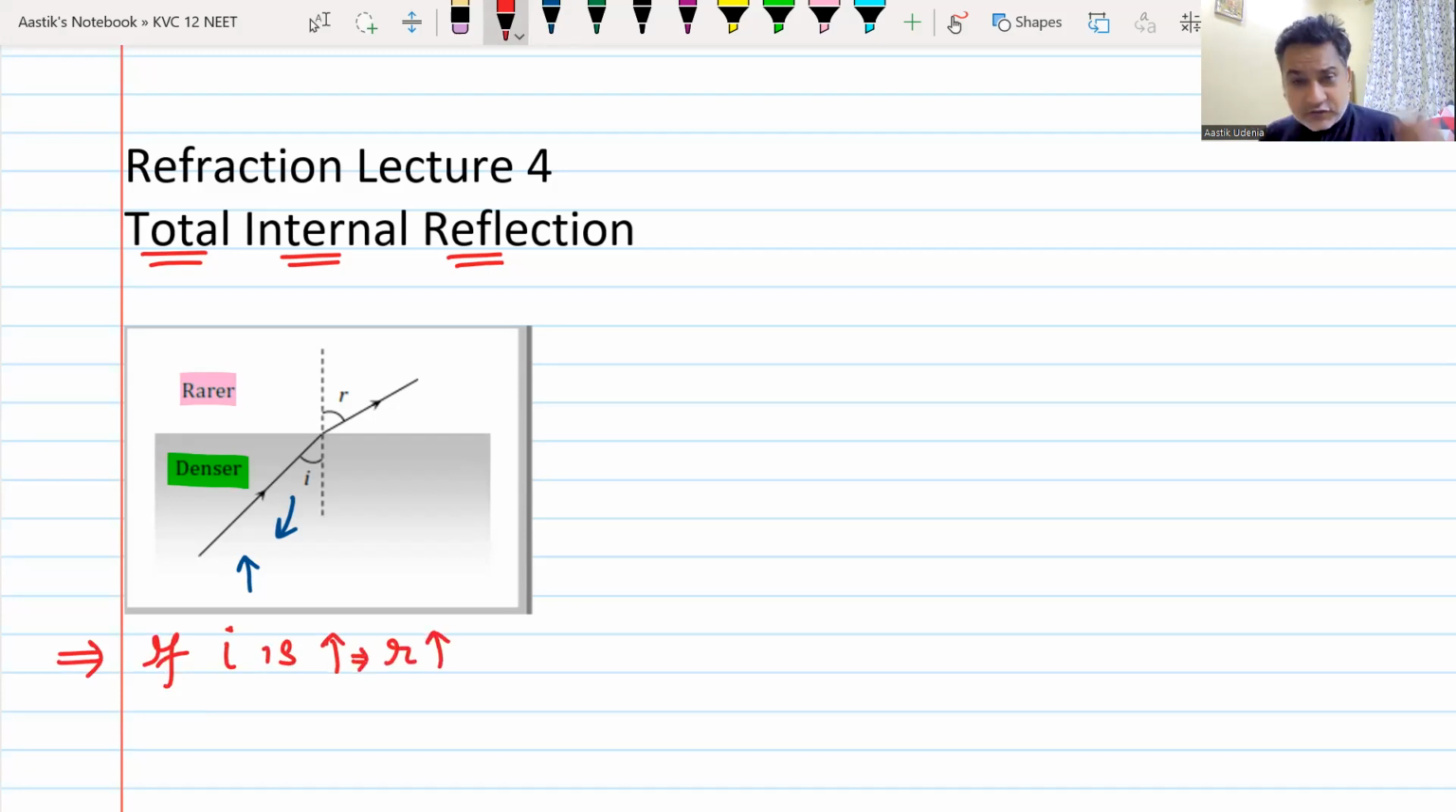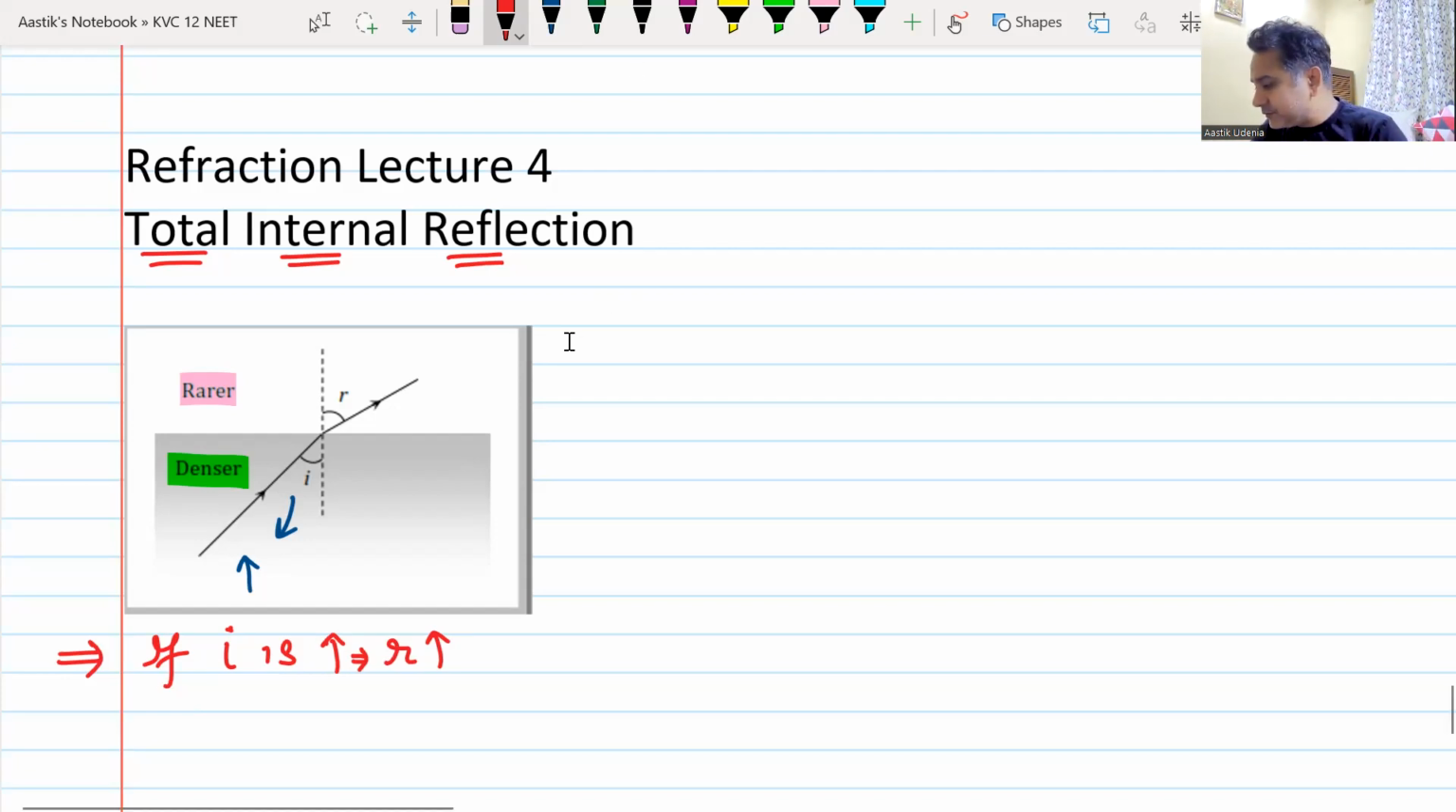Do we understand this? Because mu into sin I is constant. If I increases, sin I increases, mu is a constant. Therefore, sin R has to increase. That means R has to increase. So, when the angle of incidence in the denser medium increases, the angle of refraction in the rarer medium will also increase. Do we understand this? Yes or no? I keep on increasing the angle of incidence.